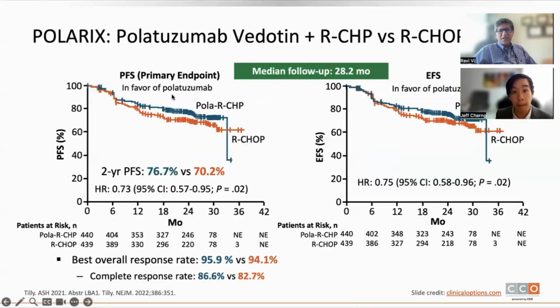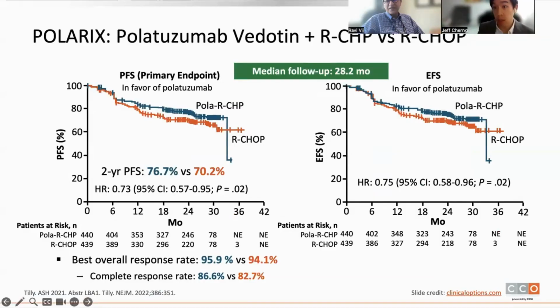So, what did we learn from the study? So this was excitingly a positive study. It met their primary endpoint in looking at a difference in progression-free survival. This was sort of the upfront data that was presented, I believe, at the plenary session at ASH in 2021, demonstrating sort of a modest but statistically significant improvement in 2-year progression-free survival, what looks like 6.5% from pola-R-CHP over R-CHOP alone.